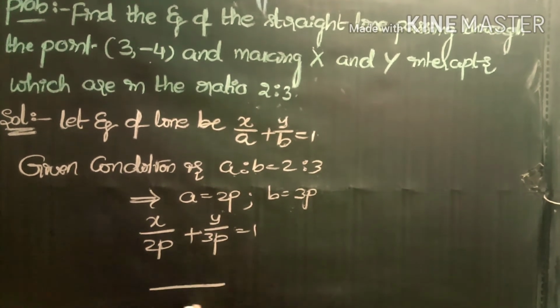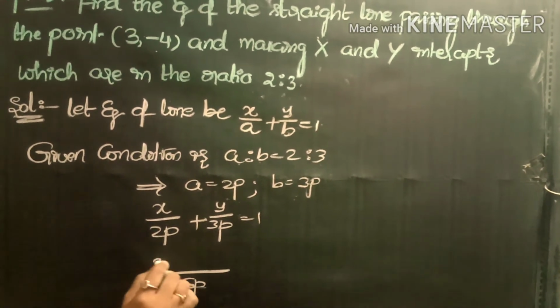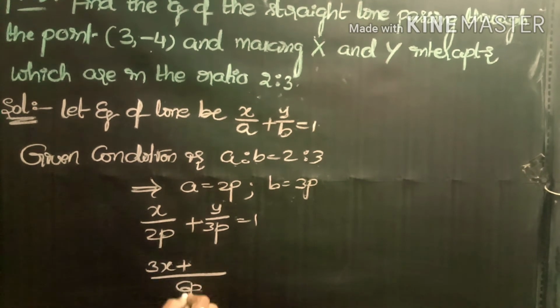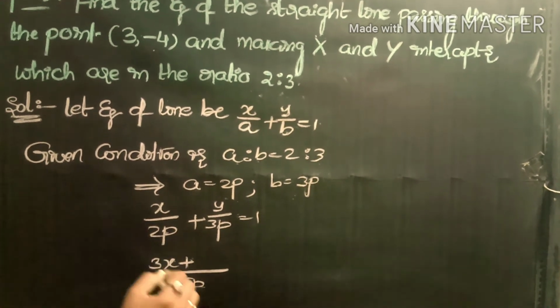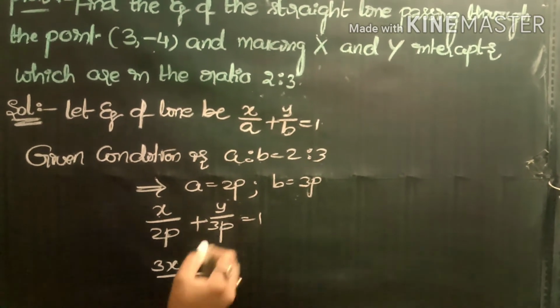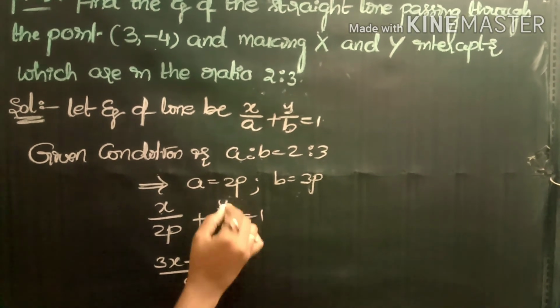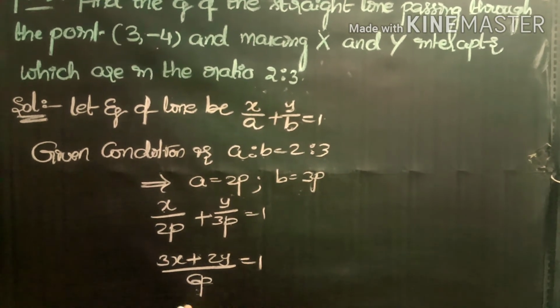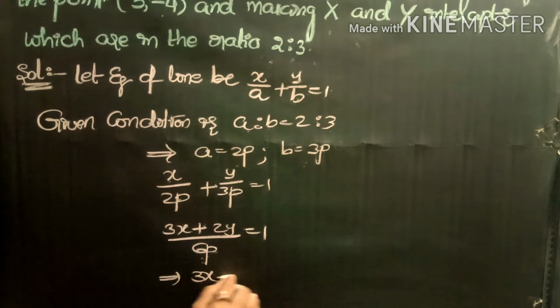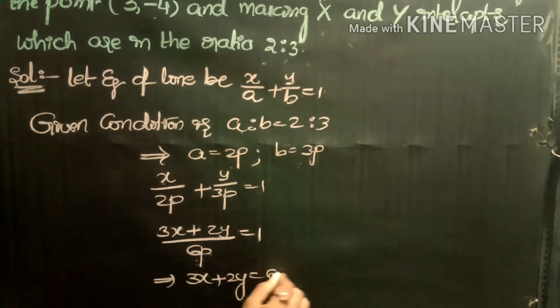Now taking the LCM, 6p. Now this is (3x + 2y)/6p: 2p is cancelled by 3 times here, so 3 into x is 3x; 3p is cancelled by 2 times, 2 into y is 2y, equals 1, which implies 3x + 2y = 6p.